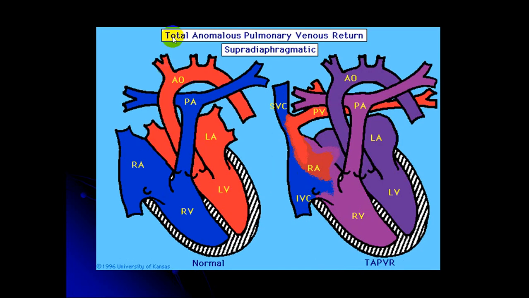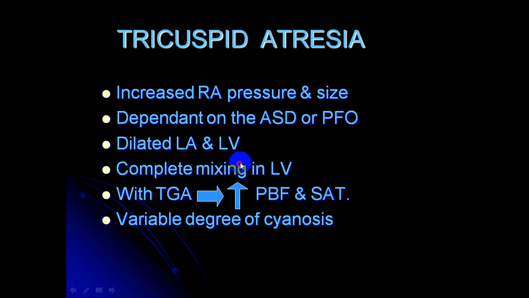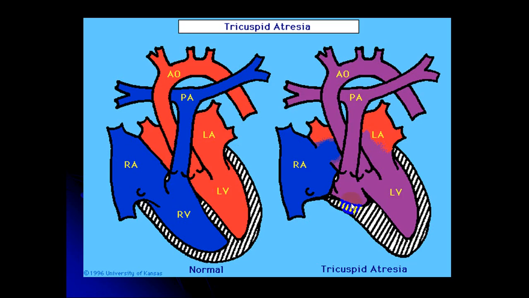And total anomalous pulmonary venous drainage: you know the pulmonary veins come to the left atrium, but in total anomalous drainage they come into the right side, either superior or inferior vena cava, at different levels. And tricuspid atresia, usually there is an atretic tricuspid valve. This is the normal, and this is the atretic tricuspid valve. Usually the baby cannot live without ASD or VSD.